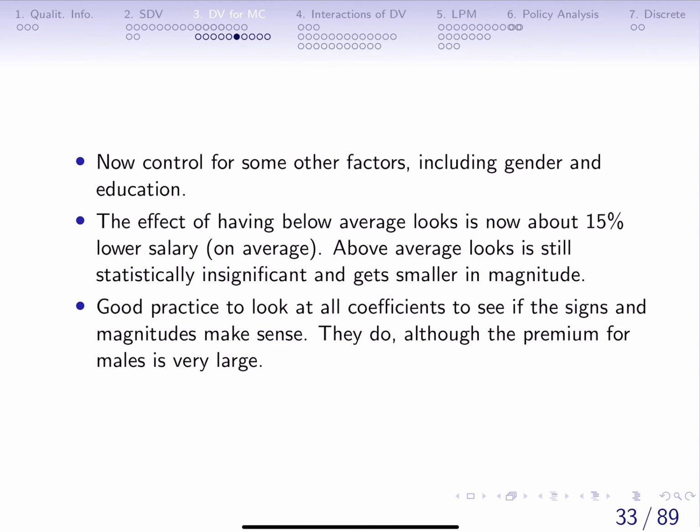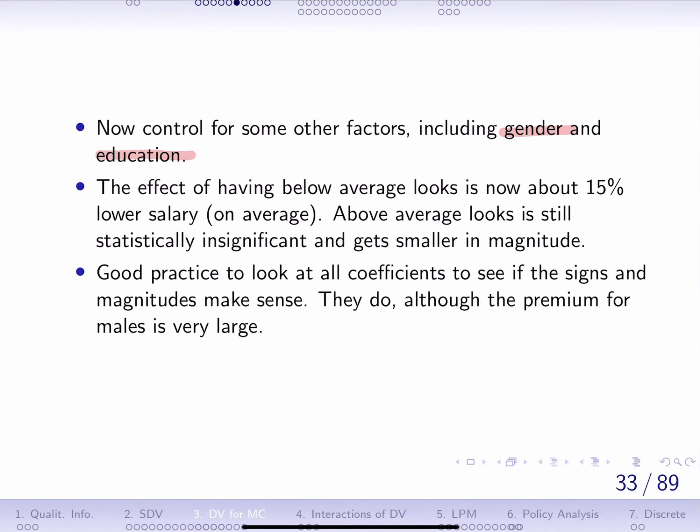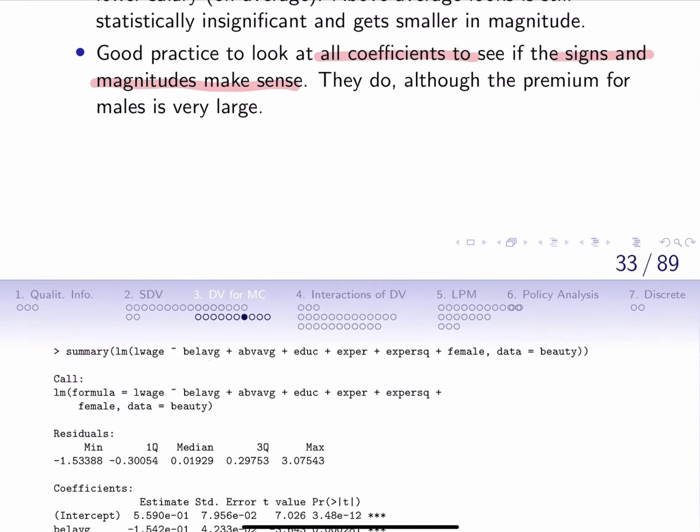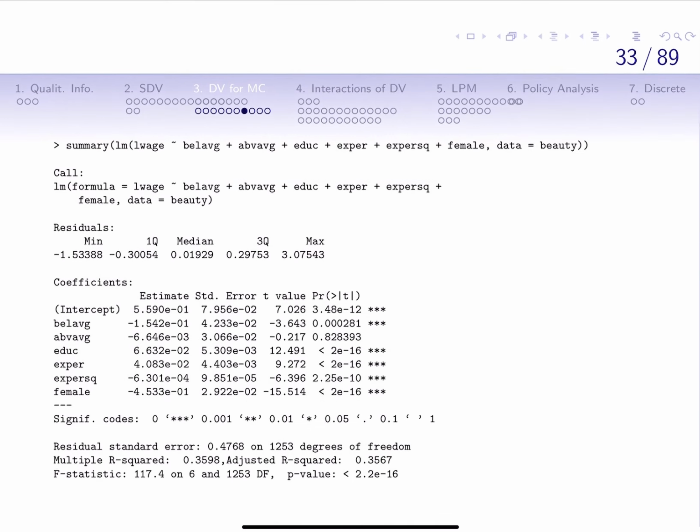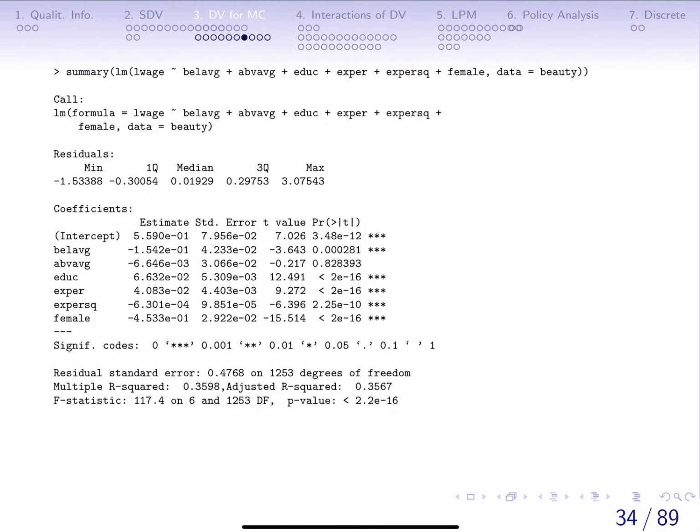Now, if you control for other factors, including gender and education, which you might think are more important for wages, then you would notice that the difference would fall a bit, okay? So it's always good practice to look at all coefficients and to see if the signs and magnitudes make sense, okay? So let's take a look here, for example.